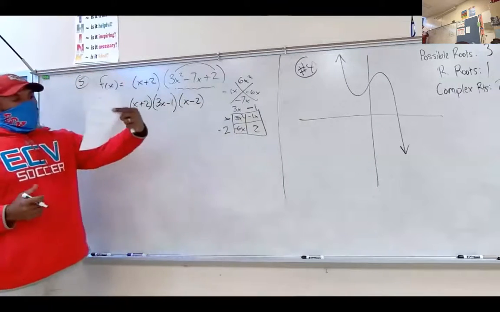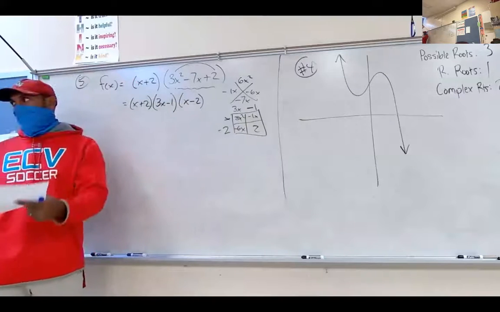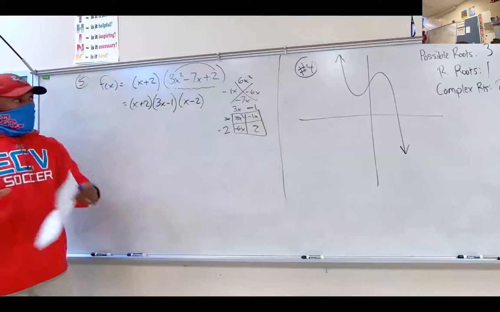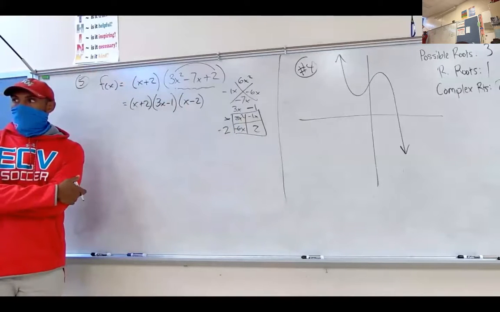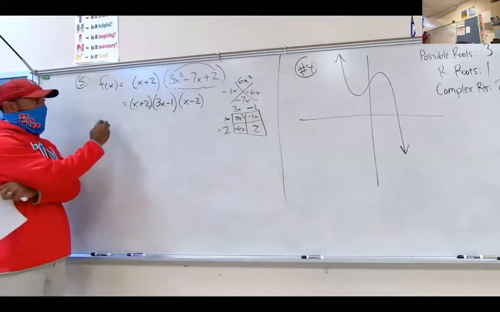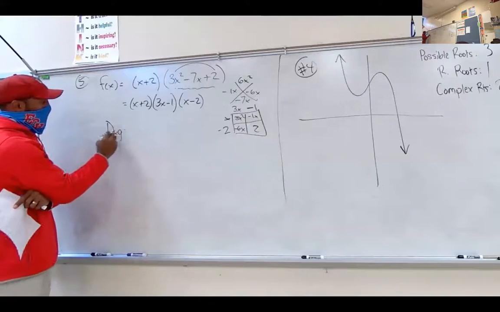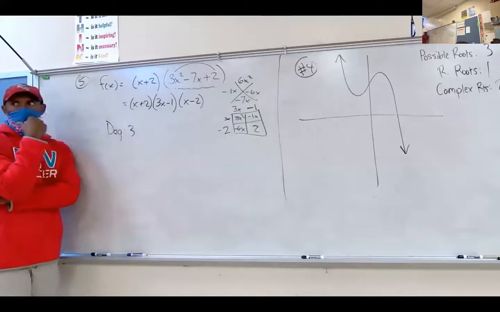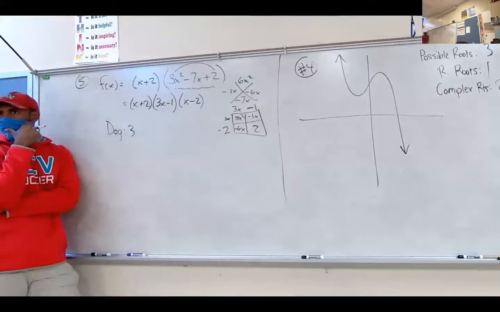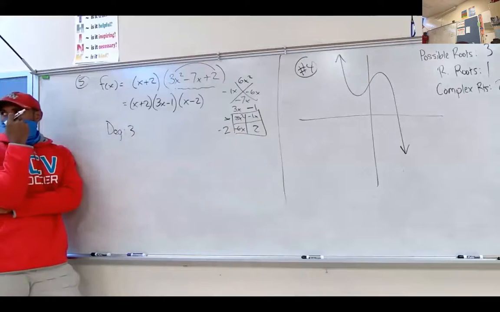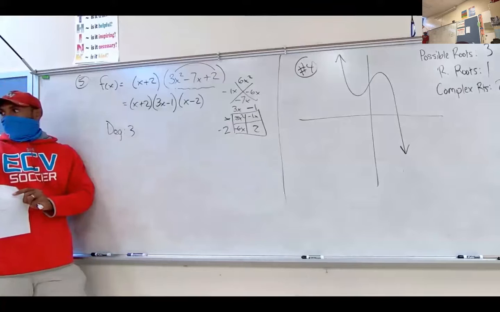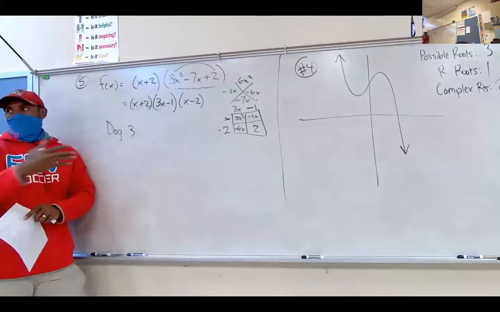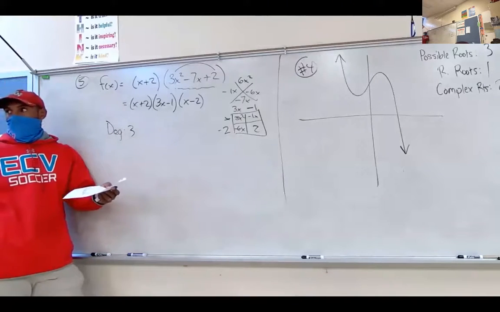So now the question is, how many real roots and how many complex roots? So first of all, what's the degree of the function? 3. It's 3. How do we know it's 3? Because there's no square in it, so there's no double. So we have 3 roots. Basically the amount of roots you have is your degree. Okay.